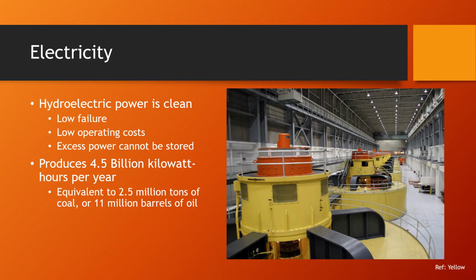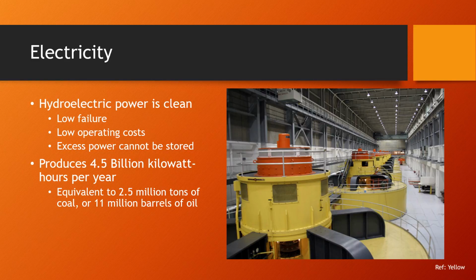Glen Canyon Dam produces electricity using hydroelectricity. A benefit to hydroelectricity is that the power it creates is clean. It just needs the moving water from the dam to create the energy. Hydroelectric power also has low failure rates and low operating costs. But one downside to hydroelectric power is that the energy it makes cannot be stored for future use.